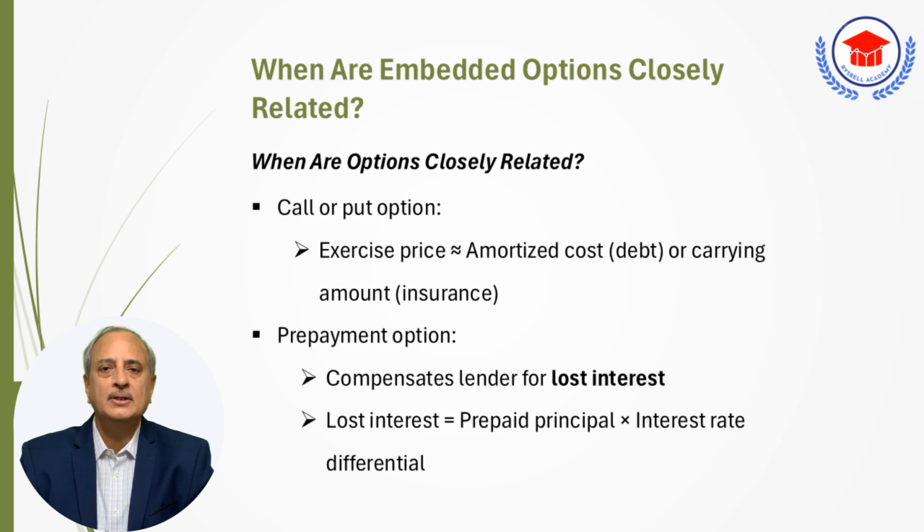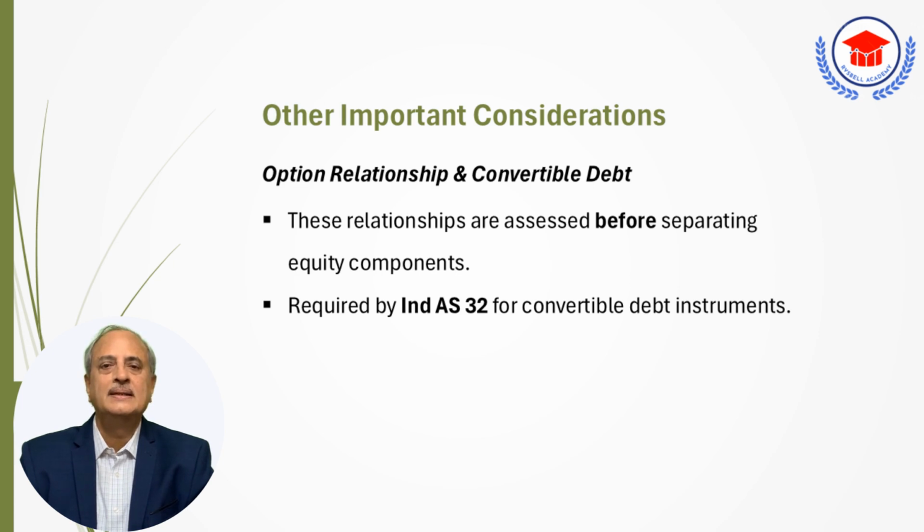This calculation typically factors in the difference between the contract's effective interest rate and the rate available for reinvestment at the prepayment date. These relationships are assessed before separating the equity component in a convertible debt instrument, as outlined in accounting standards like Ind AS 32.